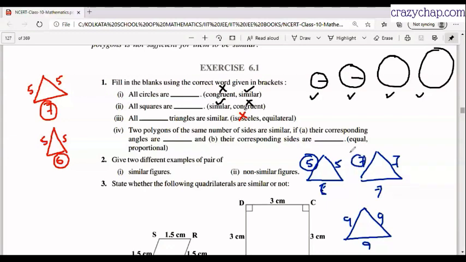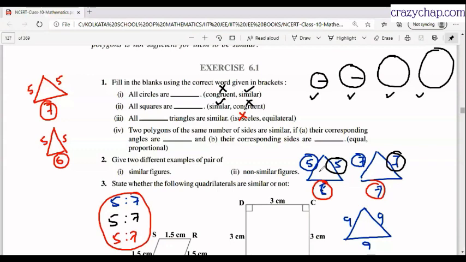What is the ratio? 5:7. Another side ratio, this 5 and this 7 when I select, again the ratio is 5:7, right? And the third side ratio is again 5:7. So all these three ratios are equal, correct? So we can say that the first triangle and second triangle are similar, okay?